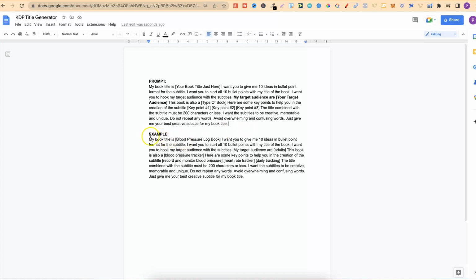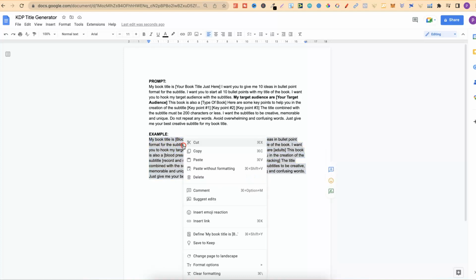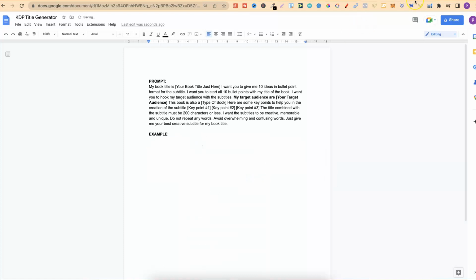Now, right here, I have an example of this prompt, and I've already added a few key details. So this would be the keyword and the book type that we're going to create. So it would be blood pressure logbook. Then it's going to target adults, and it's also a blood pressure tracker. Now, some of the key points are record and monitor your blood pressure, heart rate tracker, and daily tracking. So let's take this prompt, let's go over to Chat GPT and plug it in there.